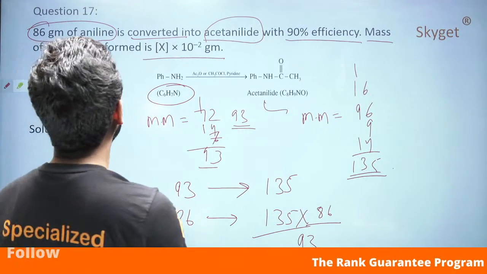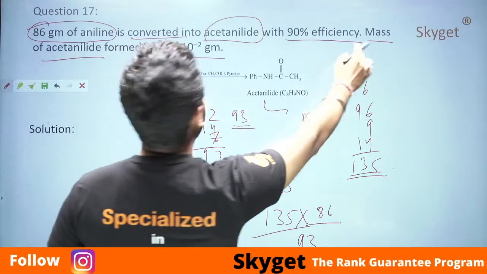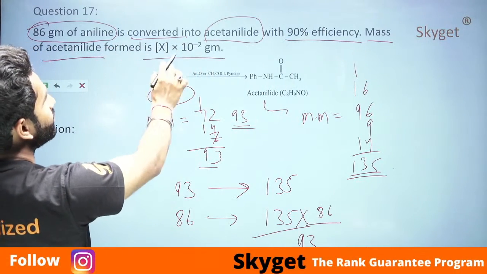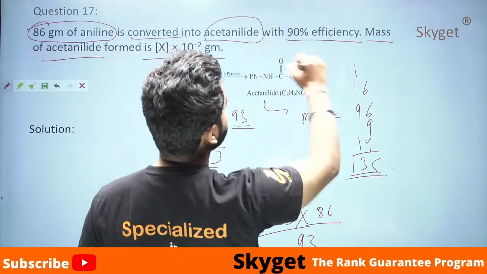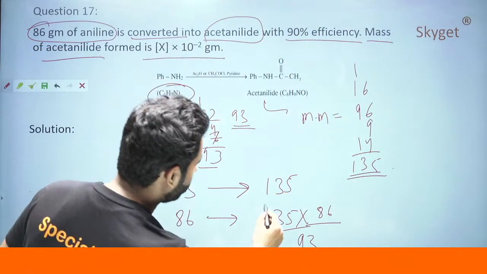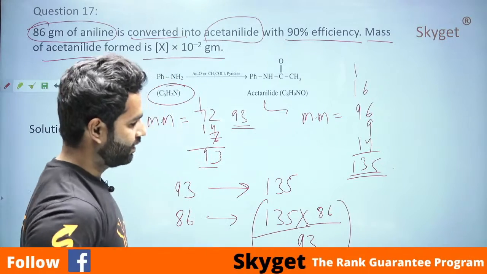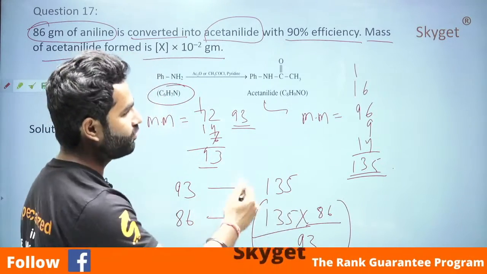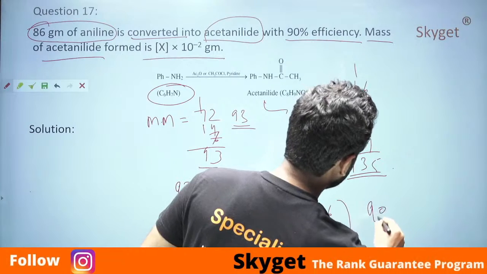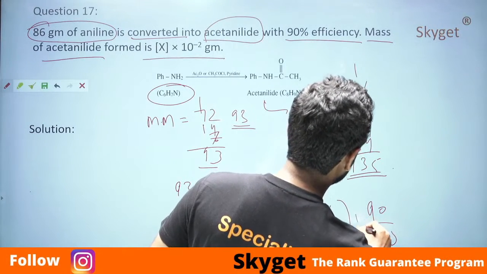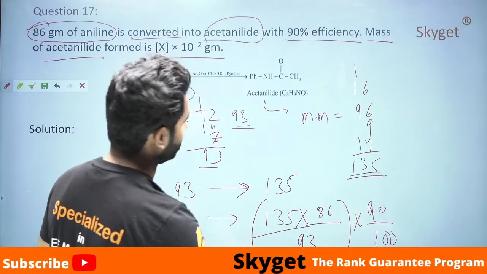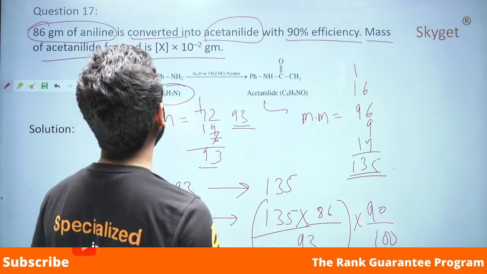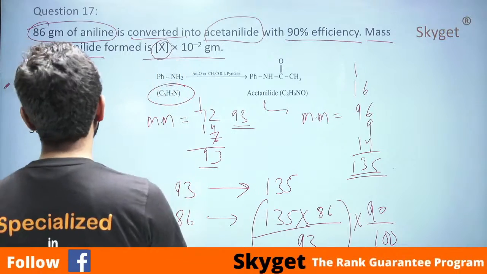And another thing, it says that the mass of acetanilide formed is x into 10 to the power minus 2 gram, but the efficiency of this conversion is 90%. It means whatever mass we got here, 90% of this is actually formed. It means 90 by 100 we need to multiply with this formula. Okay, we just solve the equation. Whatever mass we get will ultimately give us the value of x. Let's see the solution.